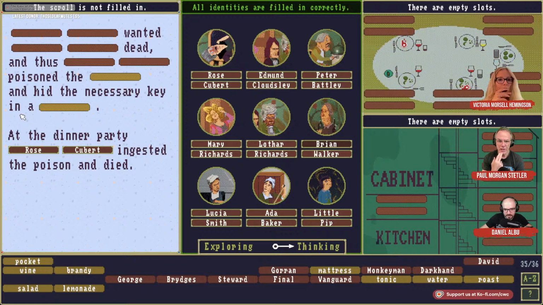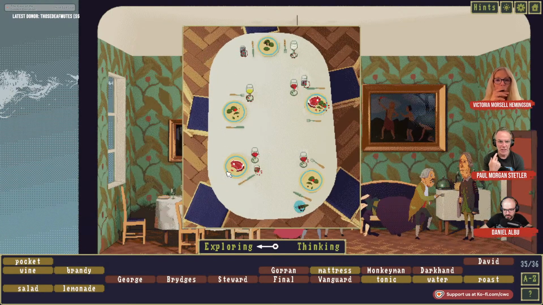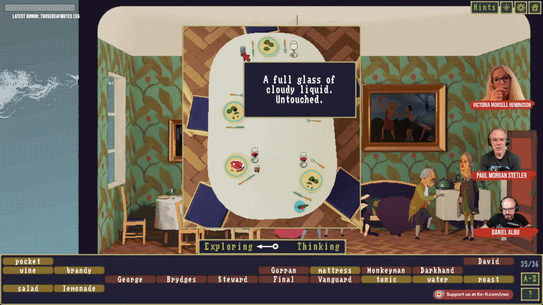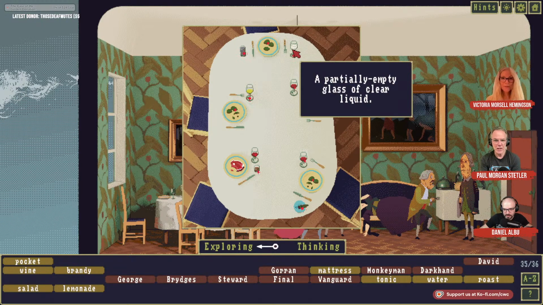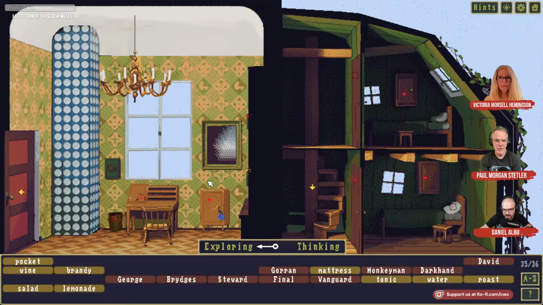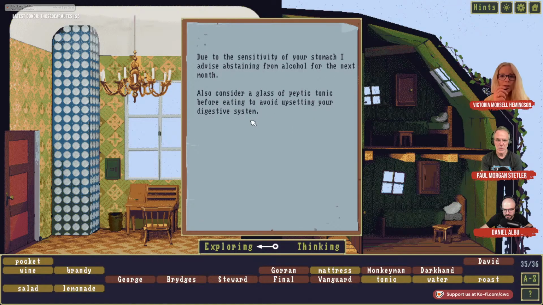Okay, so let's go to the dinner table and figure out who's sitting where. That way we can figure out who's poisoned. So the cloudy liquid untouched, that's the guy who had the tonic water issue, due to the sensitivity of his stomach.